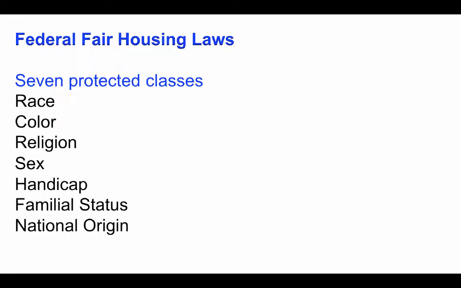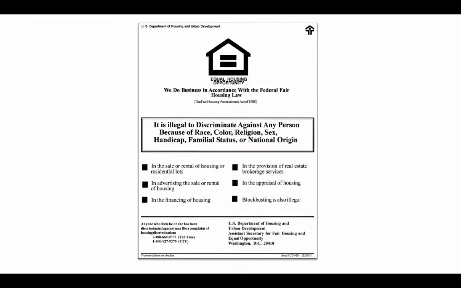You have the Equal Housing Opportunity poster on page 195. Here are your 7 protected classes: race, color, religion, sex, handicap, familial status, and national origin. This fair housing poster, equal housing opportunity poster, has to be predominantly displayed in every real estate office. If it's not, it's called prima facie discrimination. That's what it looks like.